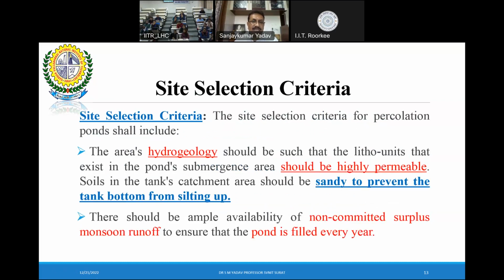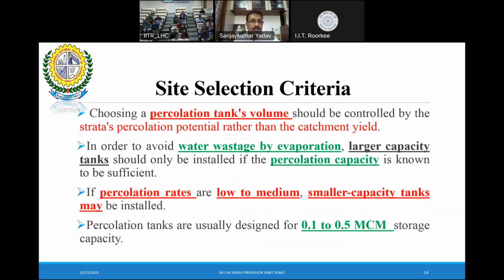Now, one by one, we will see the various aspects of the percolation tank. Number one, site selection criteria. The area's hydrogeology should be such that the litho units that exist in the pond submergence area should be highly permeable. Soils in the tank's catchment area should be sandy to prevent the tank bottom from silting up. There should be ample availability of non-committed surplus monsoon runoff to ensure that the pond is filled every year.